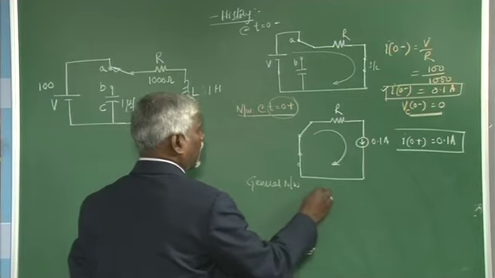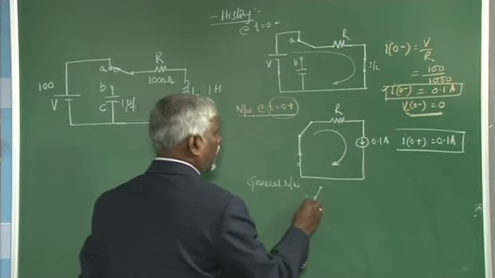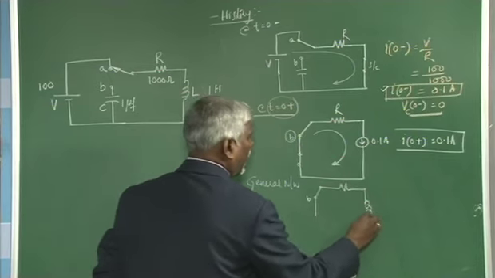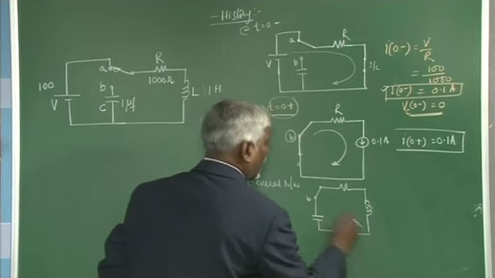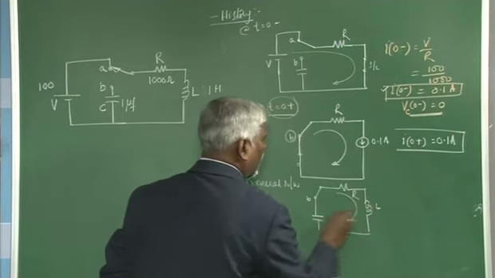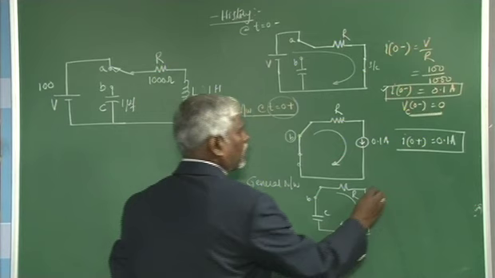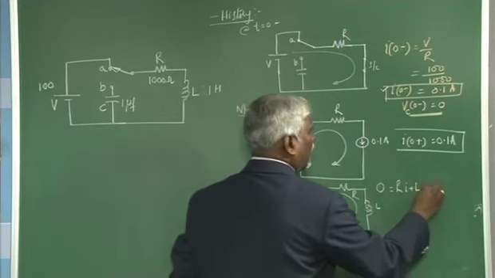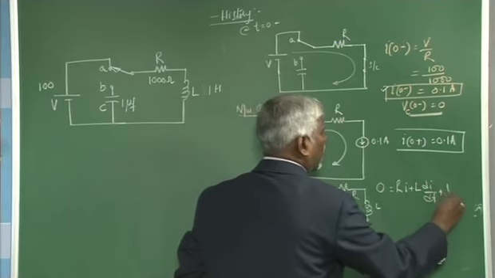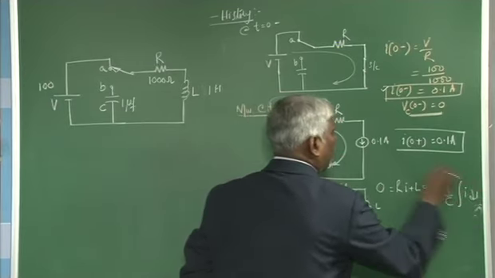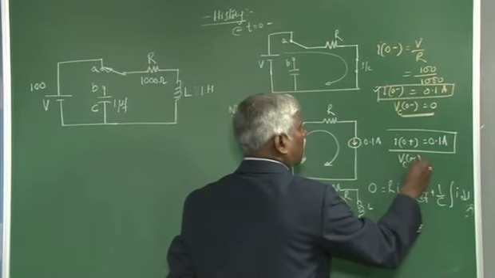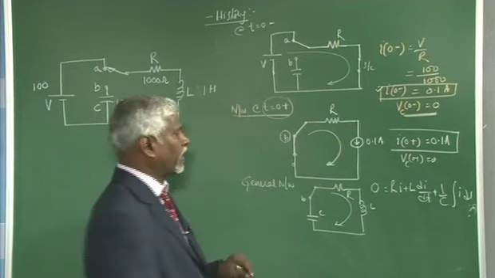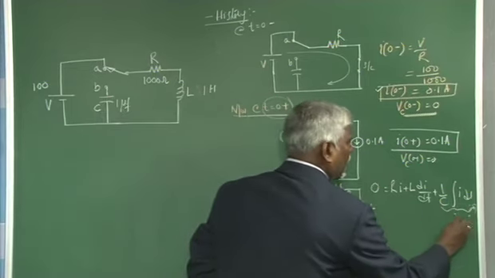The general network: the switch is moved to B, this is your position B, R, L and a C. Writing a loop equation, we get 0, there is no forcing function, R into I plus L di by dt plus 1 by C integral I dt. The voltage across the capacitor at 0 plus is also 0 because it is initially relaxed. There is no voltage across the capacitor. This is the voltage across your capacitor Vc.